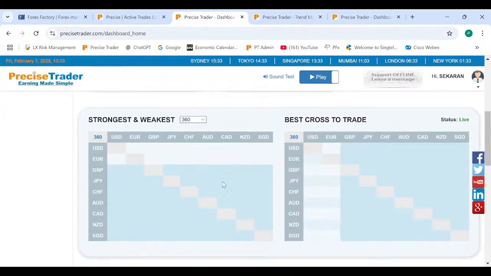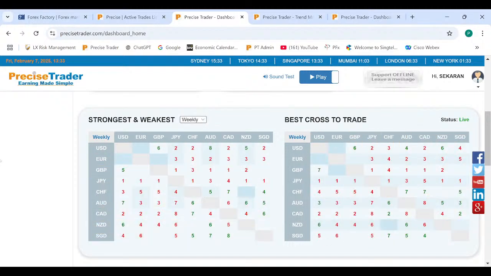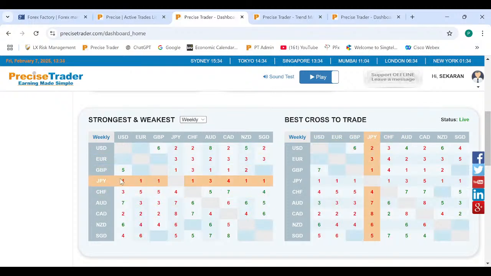There is also another thing called strongest and weakest. This will tell you which market is strong and which market is weak. This is something you can also use. There are a lot of functions available in the website. For this whole week, the strongest currency is dollar yen. When you see 1, it means that is the strongest, followed by until 8.